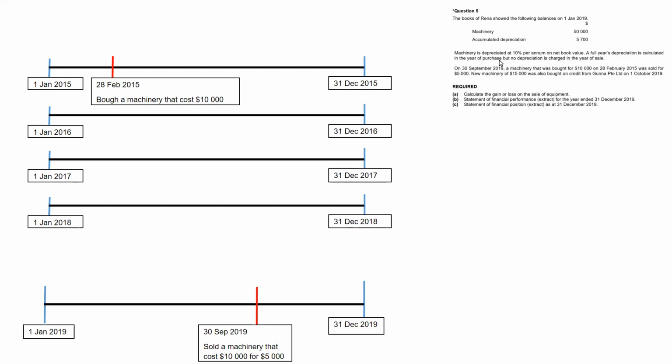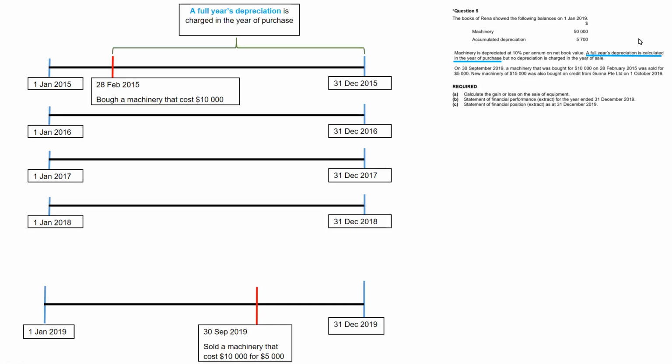We paid $10,000 for it. Coming back to this, take a look at the policy of the business. They mentioned that a full year's depreciation is calculated in the year of purchase. What does that mean? That means even though we bought it on 28th February 2015, we are not going to count the depreciation on a monthly basis. Instead, we are going to charge a full year's depreciation for the year 2015.